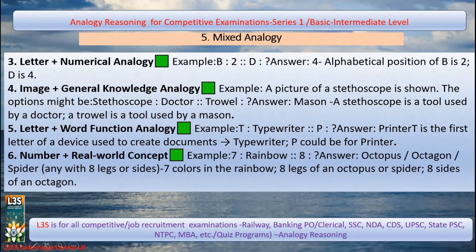There are some more mixed analogy examples. B is to 2 and D is to what? The alphabetical position of B is 2, so B is to 2, and the alphabetical position of D is 4. So it will be D is to 4.